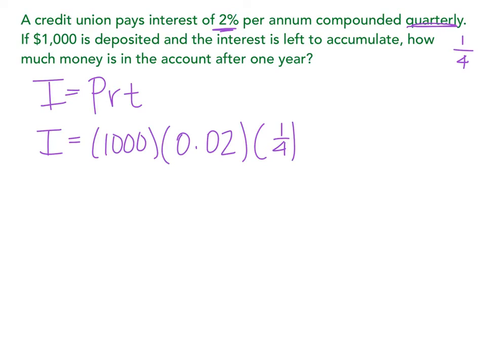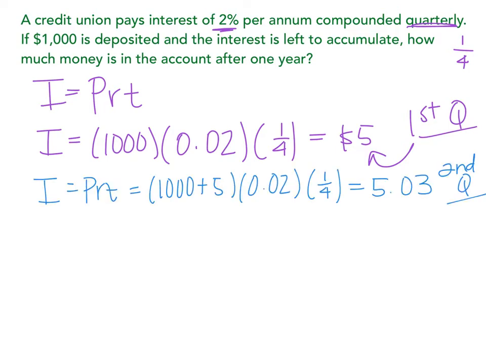And when I multiply that all out, that's $5. Now, that does not mean that I have $5 in the bank after 1 year. That just means that in the first quarter, I have added $5 to my 1,000. So that means I have to go in and do this for every quarter.